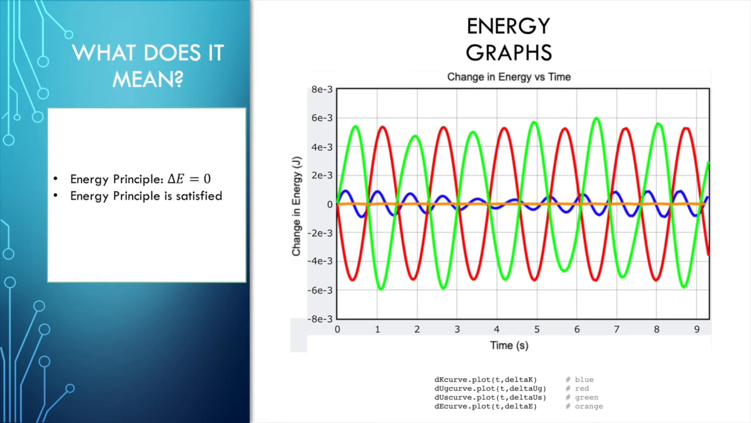The energy principle states that if there is no energy transfer, then delta E, which equals the sum of the change in kinetic energy, potential energy due to gravity, and potential energy due to the spring, would be 0. Since we assume no energy transfer in our model, and as you can see on the energy graphs, the total energy is constantly 0, the energy principle is therefore satisfied.